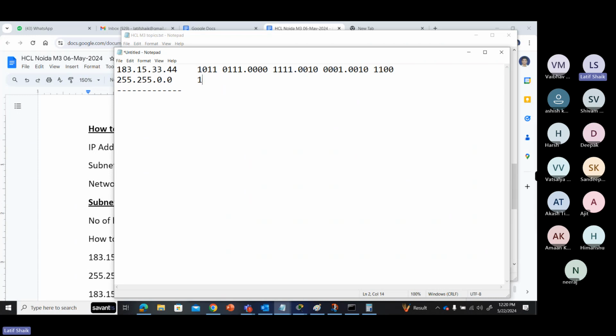And this is 255. 255 means 8 ones. 0 means 8 zeros. So this is our subnet mask. Then we can start calculating.